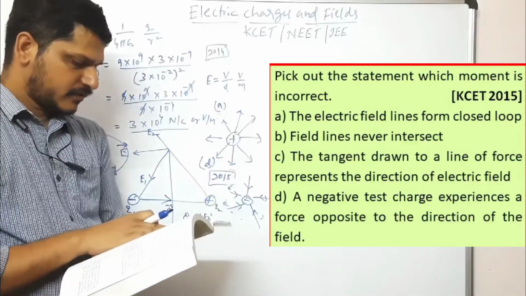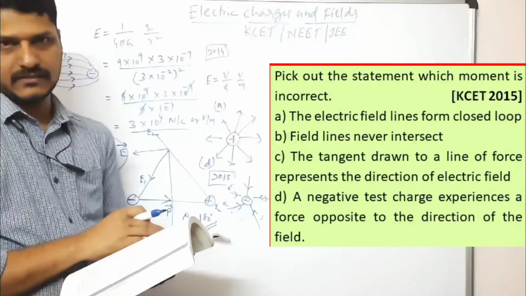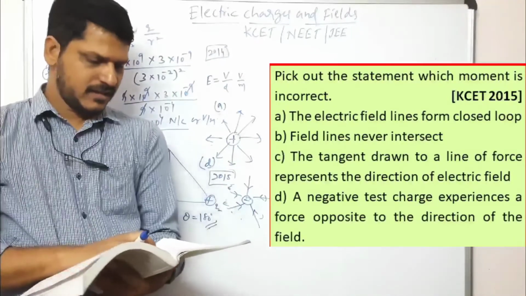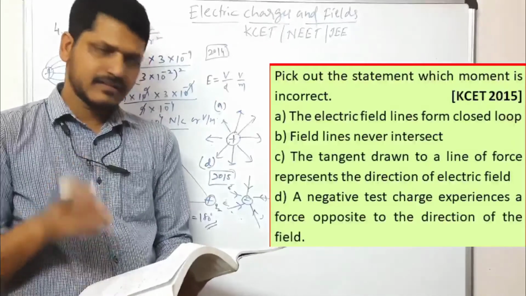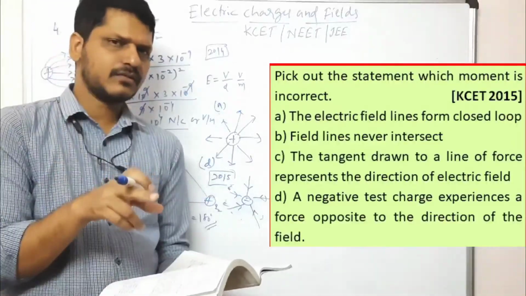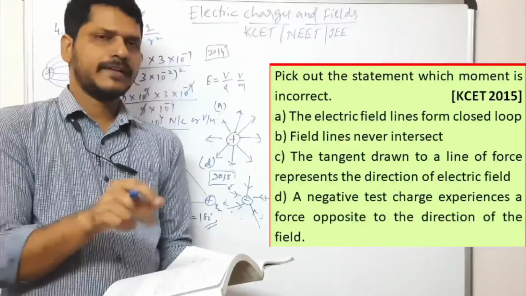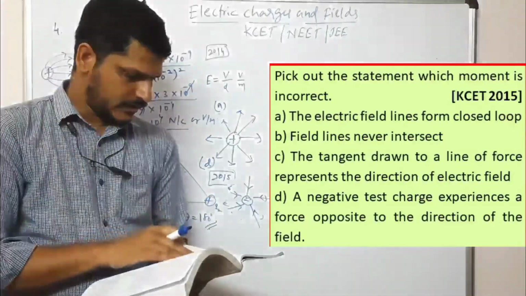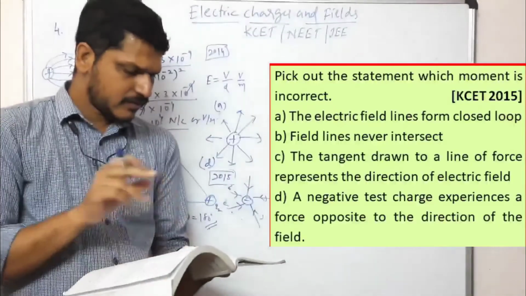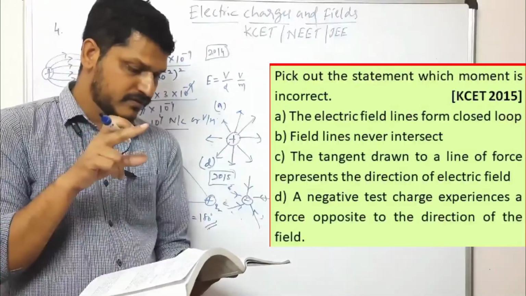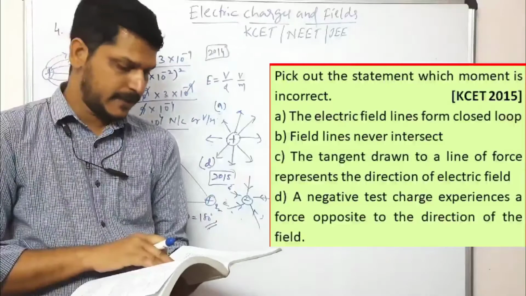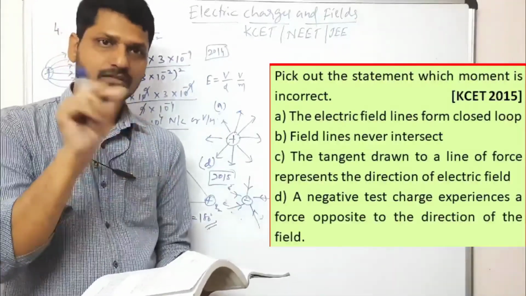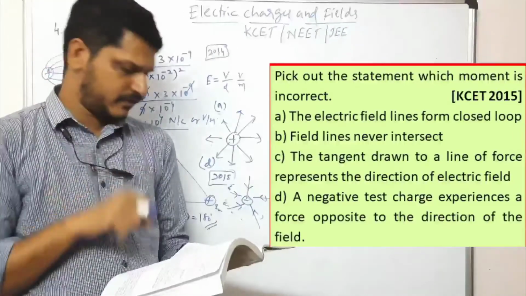The second option, field lines never intersect each other. These are the properties of electric field lines. Suppose they intersect, that would show two directions at one particular point, which is not possible, as we have studied in the theory part. The tangent drawn to a line of force represents the direction of the electric field. Yes, wherever we draw the tangent, it represents the direction of the electric field at that point.